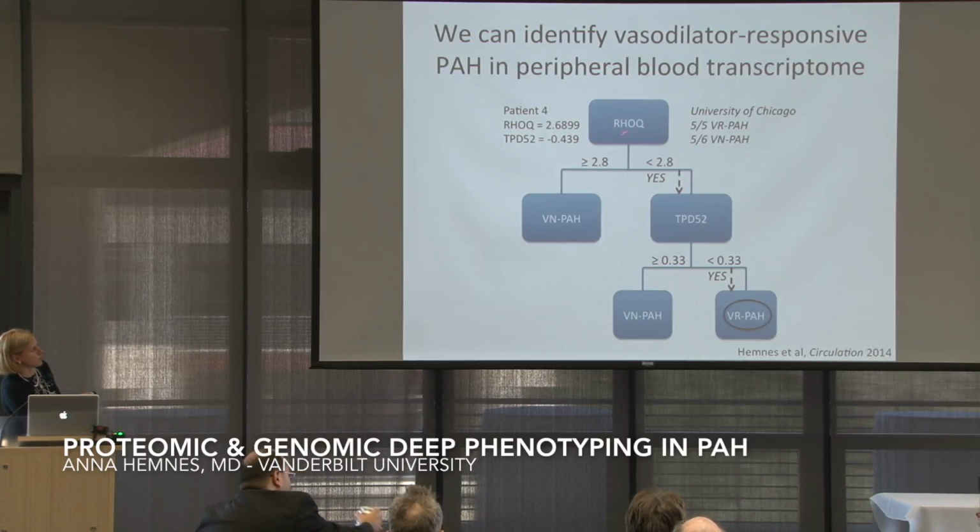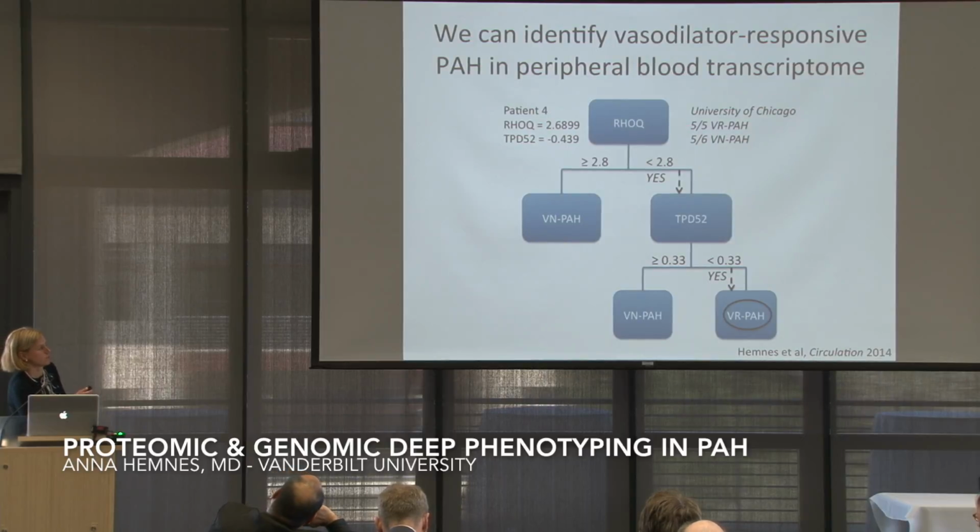And so the ones that worked out the best were row Q, and so you'd check, for instance, what would happen is you had a patient who had a row Q that was, say, 3.0, and she would be a non-responder. But if it was, say, 2.6, then you would check TPD52 levels in the blood and decide whether they fell into the responsive or non-responsive category. And so we were able to successfully identify 5 out of 5 vasodilator responders from the University of Chicago cohort using this validation tree, and 5 out of 6 of the non-responders were successfully categorized.